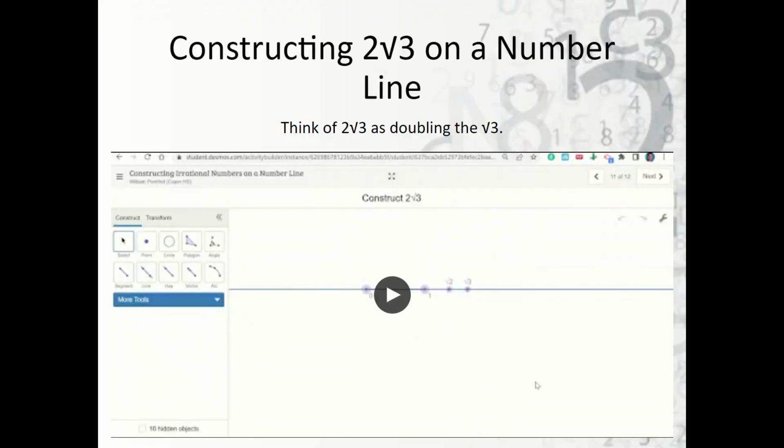Now we'll take a look at how to construct 2 square root of 3 on the number line. And we're going to think of 2 square root of 3 as double square root of 3. So all we would need to do is find where square root of 3 is and then copy that distance. And here's a video that shows you how to do that.